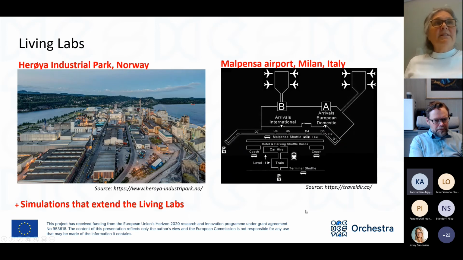So we have two living labs, one in Norway that is in an industrial park, where goods are transported to and from the park through road and by sea. And the park has its own network, and it's a very dangerous environment, so the traffic has to be managed and monitored very carefully. The other living lab is the Malpensa airport in Milan in Italy, where the passengers travel to the airport by rail and by road by means of different services. And there also is the flow of passengers within the airport itself.